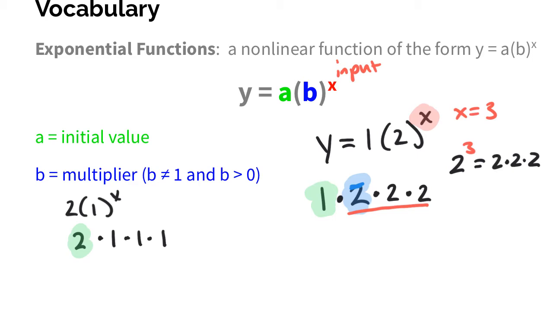No matter how many times I multiply it by 1, I'm always going to get the number 2. So the first important detail is that b cannot be equal to 1. Also, b has to be greater than 0. So what this means is that b cannot be negative.